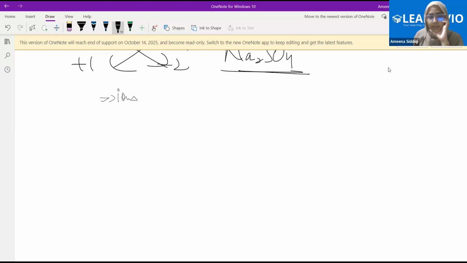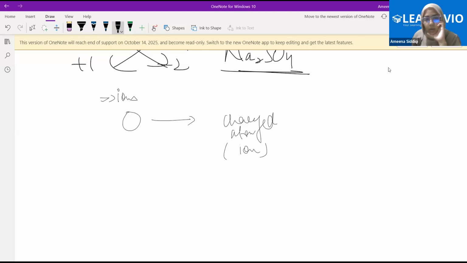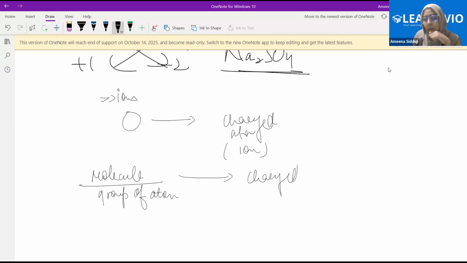Now, what are ions? Ions are simply, let's suppose we have this one atom. It becomes a charged atom. This will be called an ion. Now, there's a second form of ion that can be a molecule. What is a molecule? A group of atoms, right? It becomes charged. It is called a polyatomic ion.